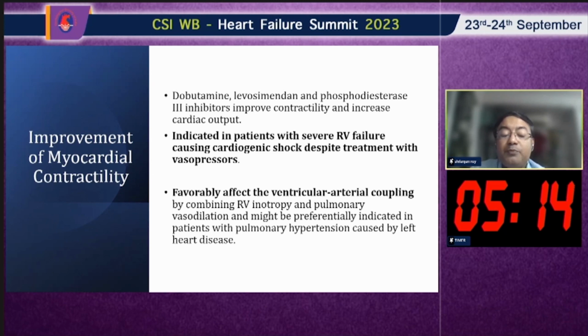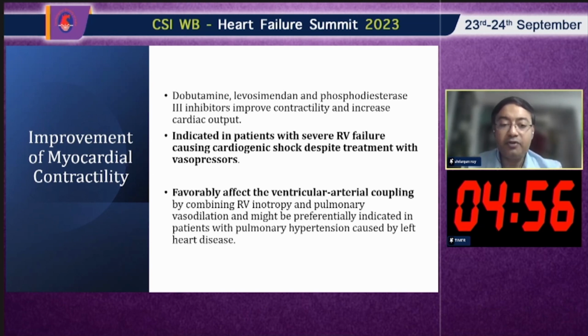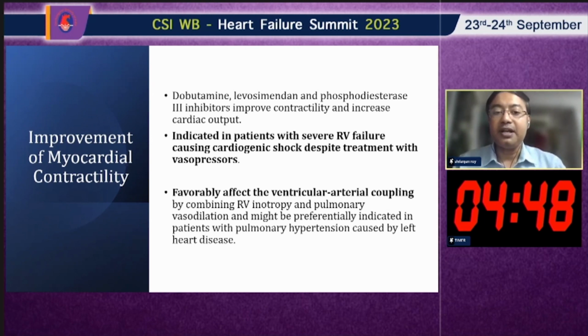And improvement of the myocardial contractility is another parameter that we have to consider in these patients. Dobutamine, levosimendan, and phosphodiesterase inhibitors improve the myocardial contractility and increase the cardiac output. They are indicated in patients with severe RV failure causing cardiogenic shock despite treatment with vasopressors. So even when the vasopressors are not giving desirable results or cardiac output is on a downward spiral, we can consider adding these myocardial contractility enhancing agents.